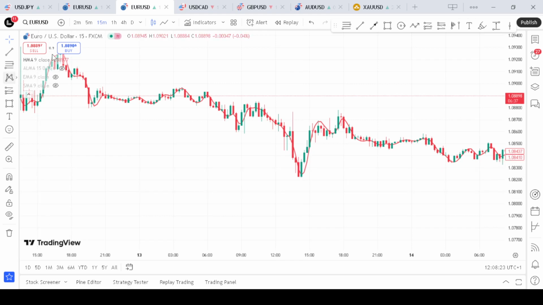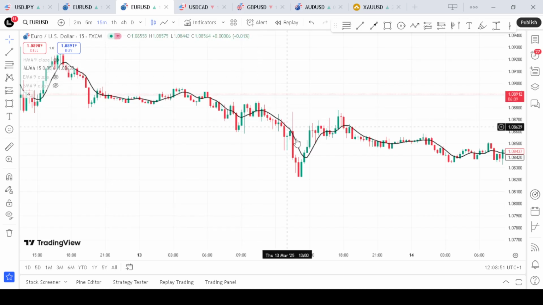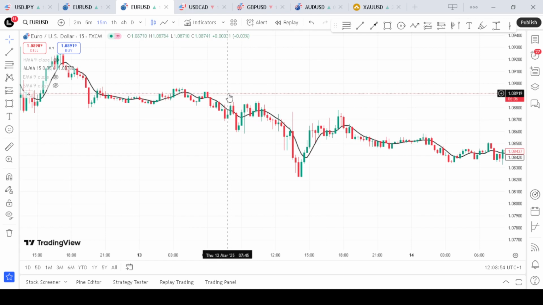Now let's understand the next moving average, which is called the Arnaud Legoux Moving Average, the ALMA. The Arnaud Legoux Moving Average is a unique technical indicator designed to provide smoother trends. This black line on my screen is designed to provide smoother trends and reduce lag compared to your traditional moving averages like your SMA and your EMA.